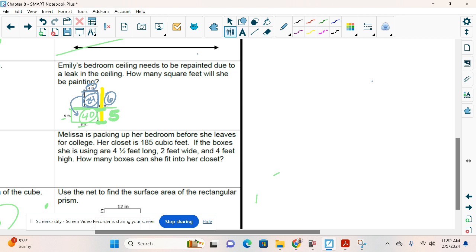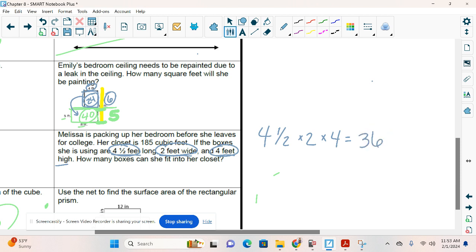The next question says, Melissa is packing up her bedroom before she leaves for college. Her closet is 185 cubic feet. That means that's the volume. If the boxes she is using are 4.5 feet long, 2 feet wide, and 4 feet high, how many boxes can she fit into her closet? When we're talking about space being taken up, we're talking about volume. So we want to know the volume of one shoebox first. So we have to do 4.5 times 2 times 4, which gives me 36.